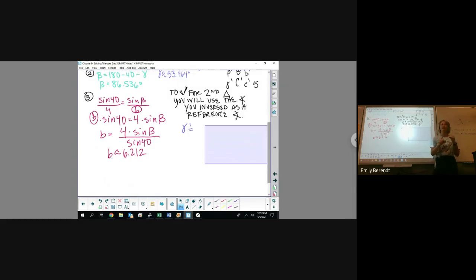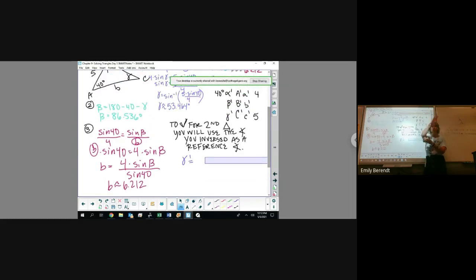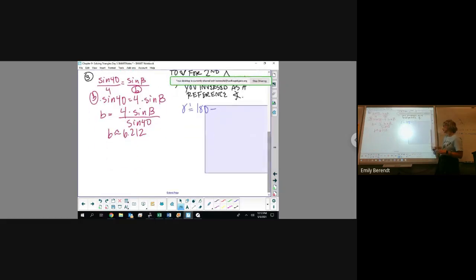And remember that gamma that we found is an acute angle. It's 53.464. Your calculator searched in quadrant 1. It did not find the quadrant 2 angle. It didn't find the obtuse angle. So we're going to use the idea of the obtuse angle and the reference angle forming 180 degrees. So we're going to take 180 minus the original gamma, and that will give us gamma prime.